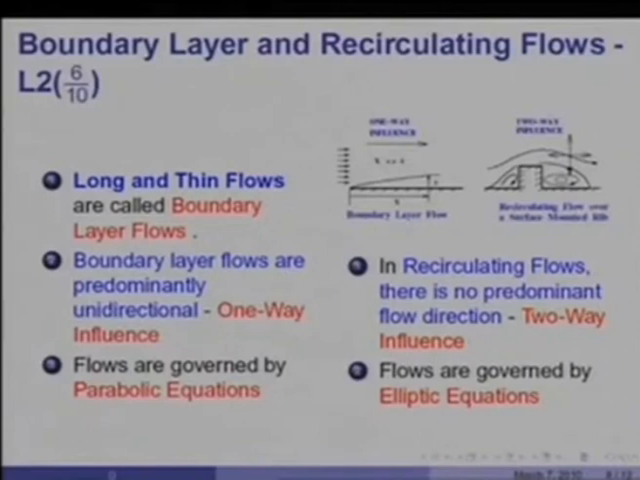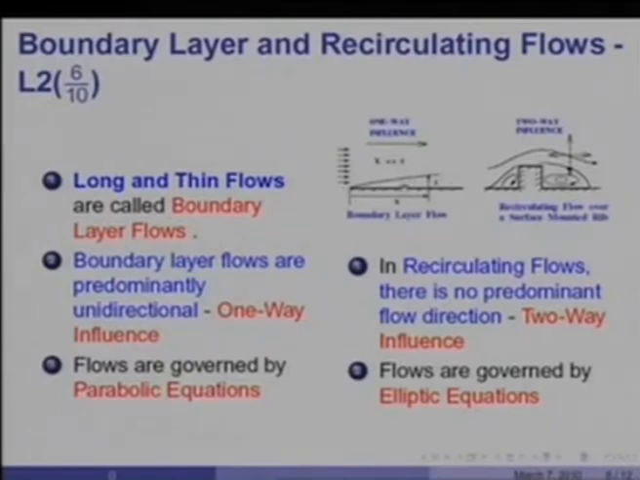Then there is a very, very important classification called the boundary layer flow and the recirculating flow. Boundary layer flows are flows that are long and thin. That means, if you consider a surface past which a fluid is flowing, the viscosity-affected region would be very, very thin, of the order of delta, and the dimension x would be far greater than delta. So, we call such flows long and thin flows. The velocity u also would be considerably bigger than the velocity v.